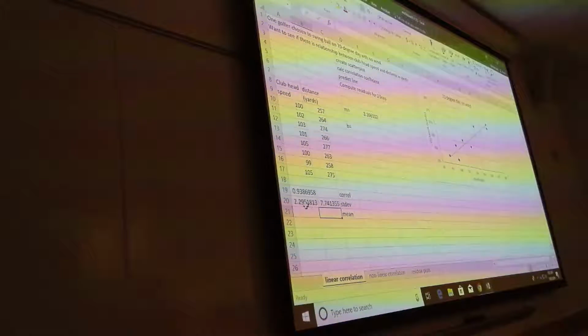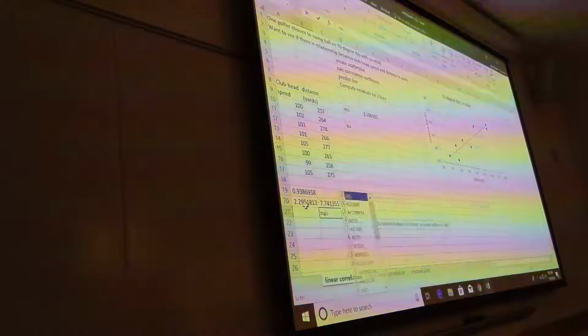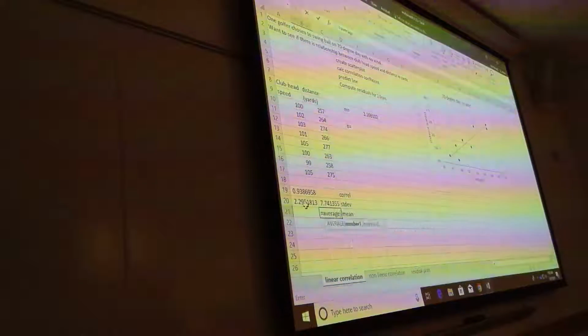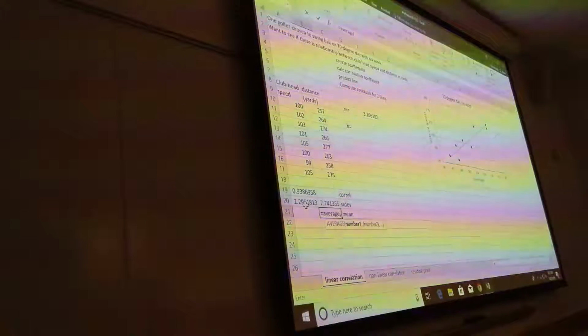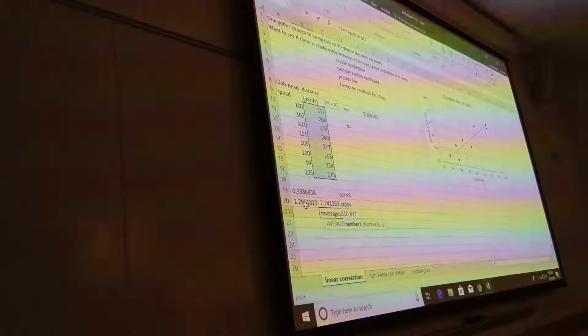What's the command? Equals AVERAGE. Equals AVERAGE. Thank you for speaking up, Carson. I know somebody else said it, but I didn't hear it. Okay? You whisper, and then you get mad because I don't hear you. All right, AVERAGE, and then what do you say after you say average?